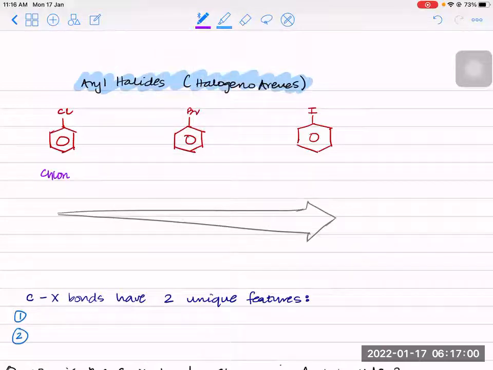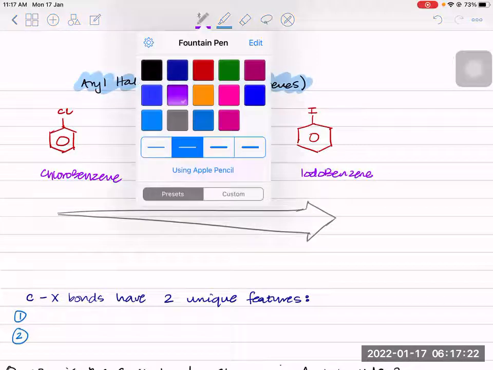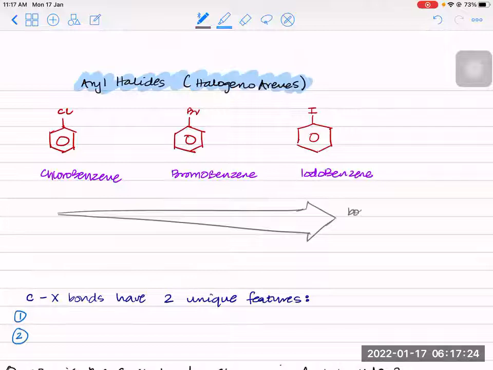This right here is called chlorobenzene. This is bromobenzene. And you have iodobenzene. So you have chloro, bromo, and iodobenzene. As we go from chloro to bromo to iodobenzene, the boiling point of these aryl halides increases, as we go from chloro to iodoarenes.